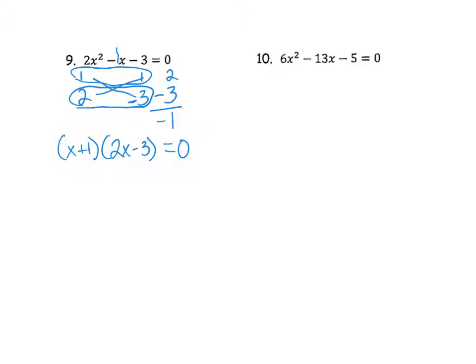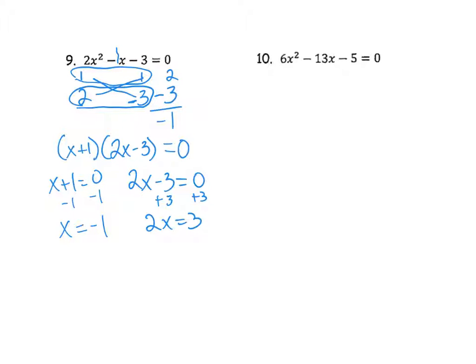Solve for your x's. Set them both equal to 0. x plus 1 equals 0. 2x minus 3 equals 0. And you just solve for x. Divide by 2. Ooh, fraction. What's 3/2 written as a mixed number? 1 and 1/2.